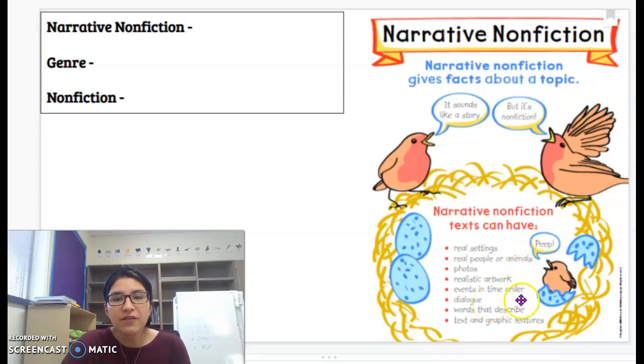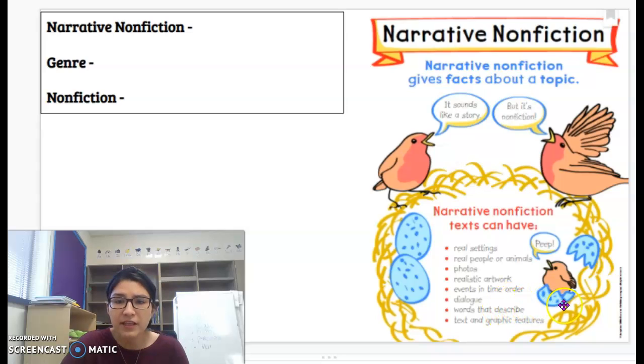So narrative nonfiction text can have real settings. For example, the beach, the school. It's not going to be made up. It's a real setting. Real people or animals, photos, realistic artwork, events in time order. So maybe if we're going over someone who is famous, we'll talk about the beginning of their life, the middle of their life, all the way towards the end.